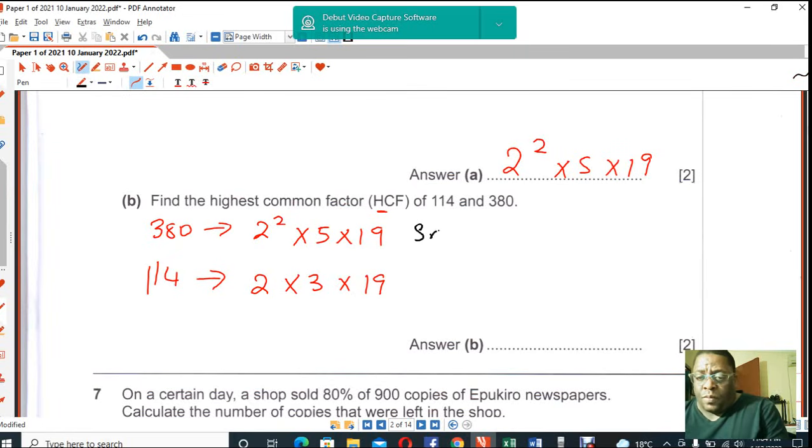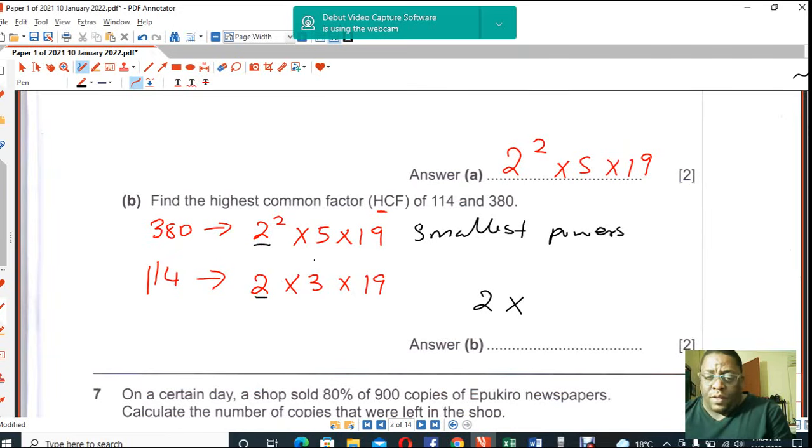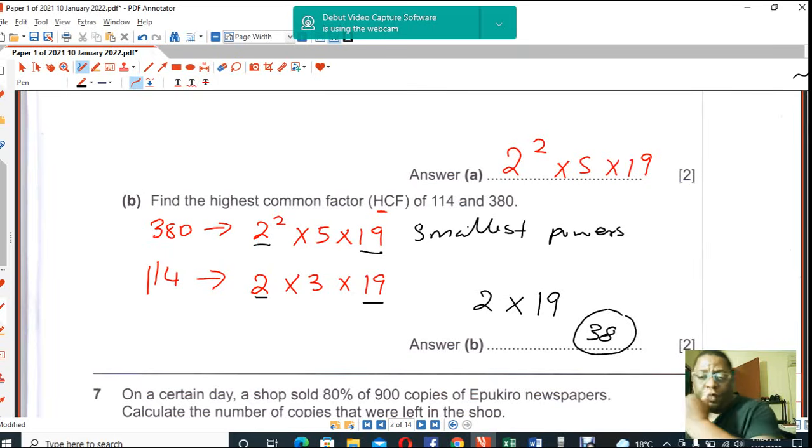So I'm going to choose the ones with the smallest indices, smallest powers, maybe. Between these, 2 squared, I'm going to choose 2. And then 3 and 5 are not common, then I'm going to choose 19. So 2 times 19. So the answer here should be 38. 38 is the highest common factor of 380 as well as 114.